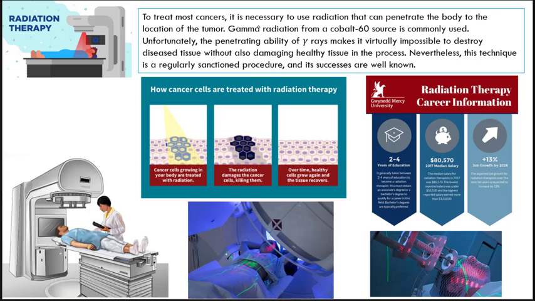To treat most cancers, it's necessary to use radiation that can penetrate the body to the location of the tumor. Gamma radiation from a cobalt-60 source is commonly used. Unfortunately, the penetrating ability of gamma rays makes it virtually impossible to destroy diseased tissue without also damaging healthy tissue. But this technique is a regularly sanctioned procedure and its successes are well known.